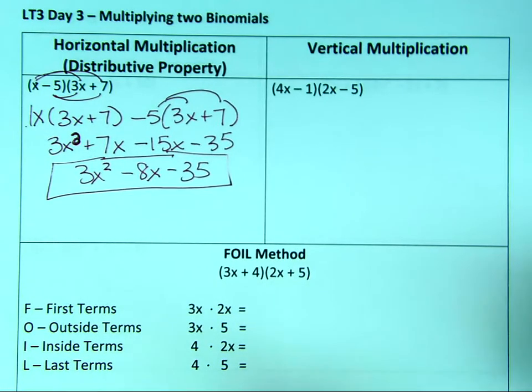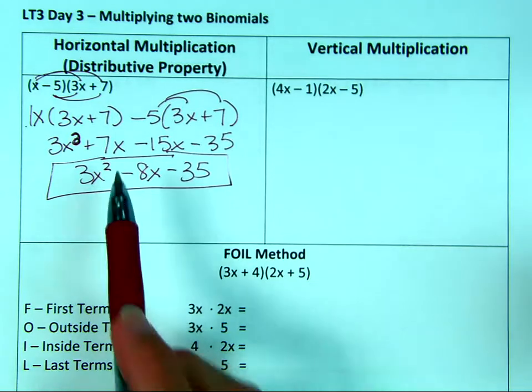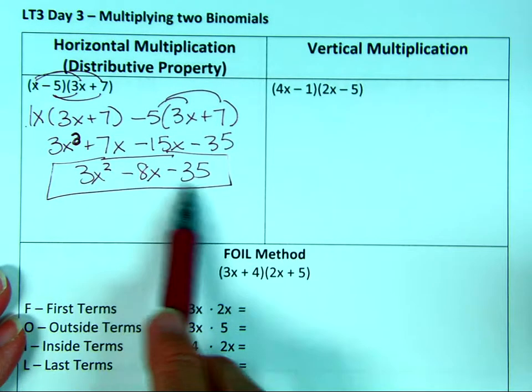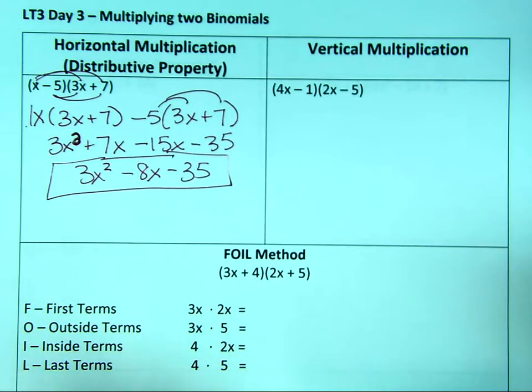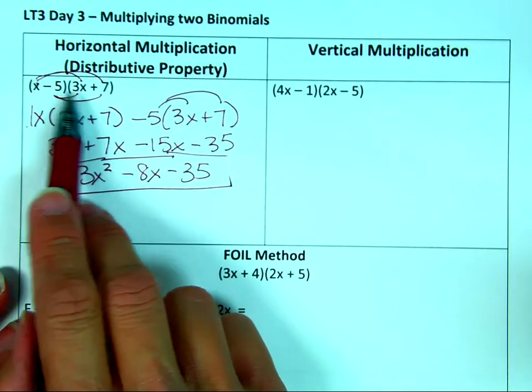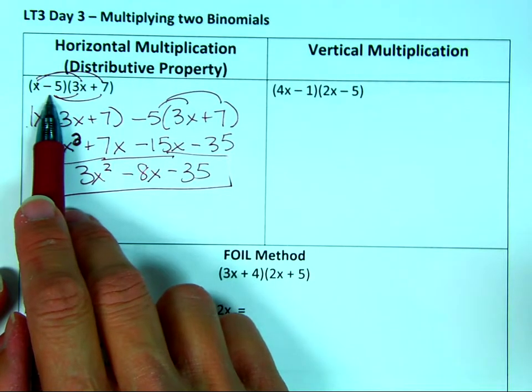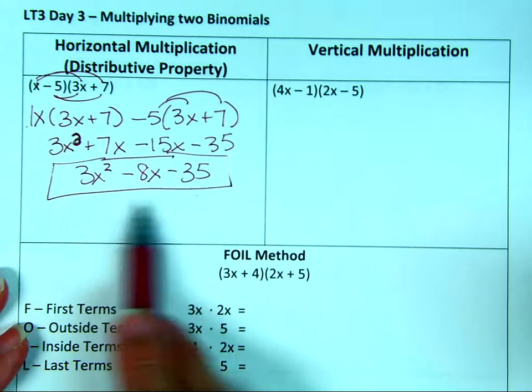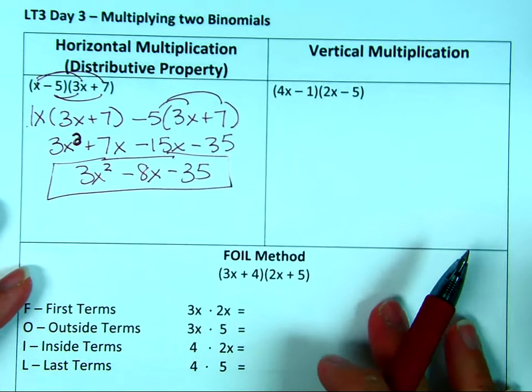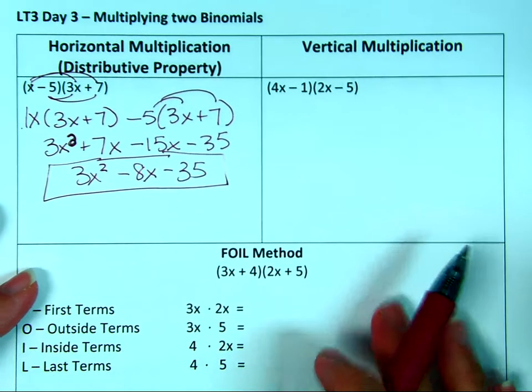Notice it's a quadratic trinomial. It's a quadratic because 2 is the biggest exponent. It's a trinomial because there's 3 terms. That's going to happen most of the time when you multiply binomials in class. It doesn't always happen, but in Algebra 1, it most of the time gets you a quadratic trinomial. Okay, so now we're going to try the vertical method.